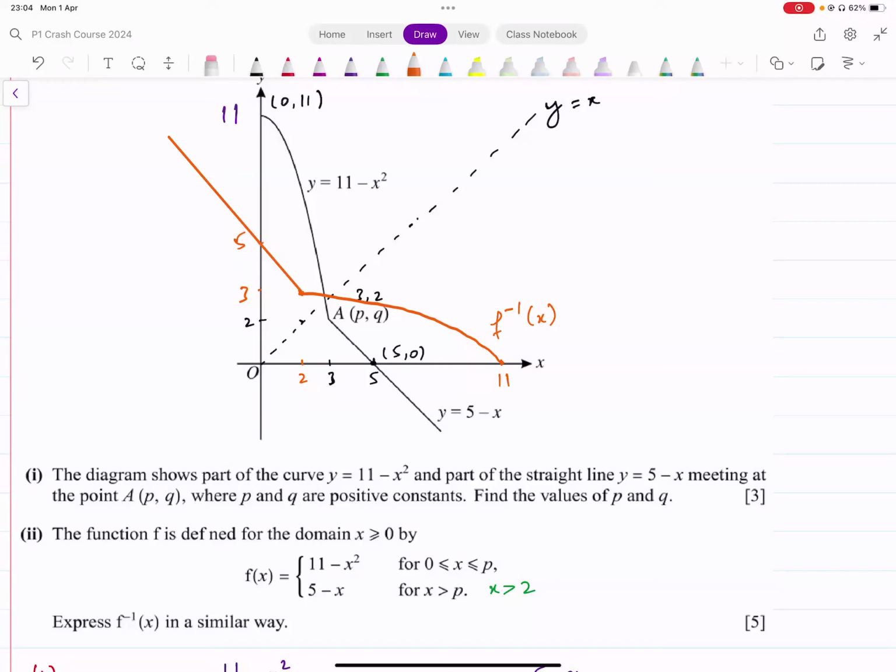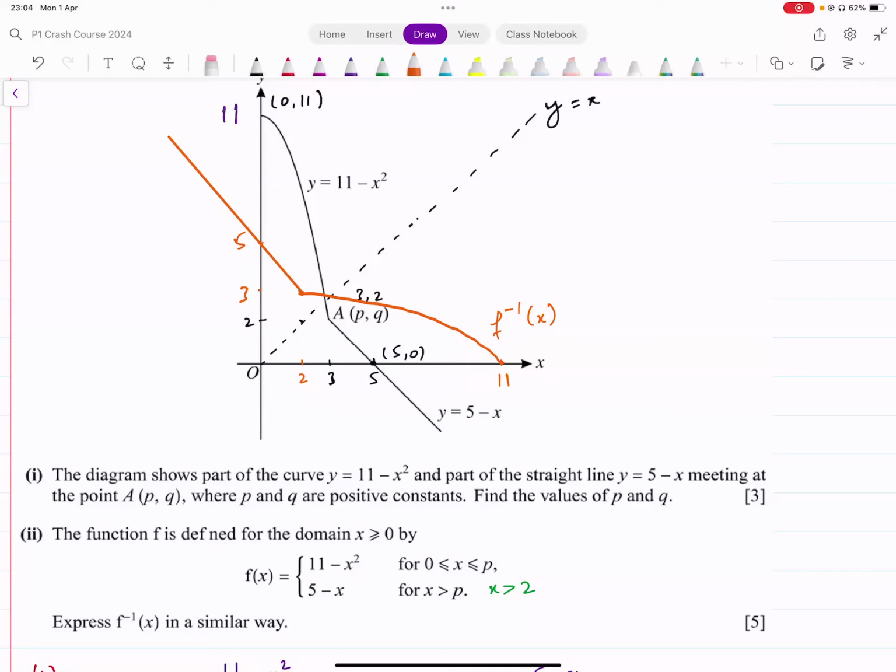Any problem with this? Sir, do we have to draw the line y equals x by measuring the angle? Abdul Rahman, your voice is a bit distorted. Can you say that again? Sir, should we draw the line y equals x by taking the angle?